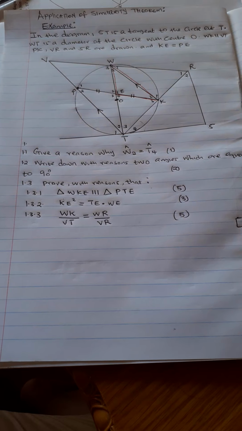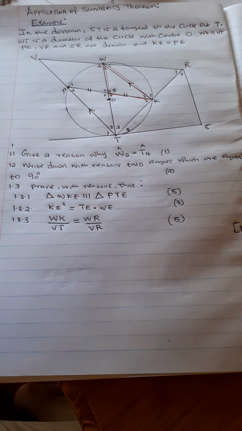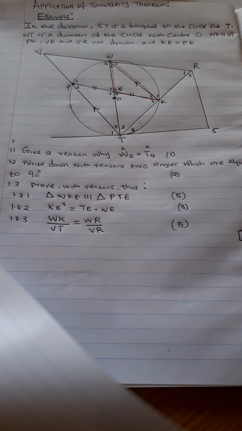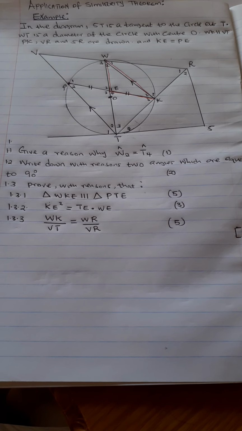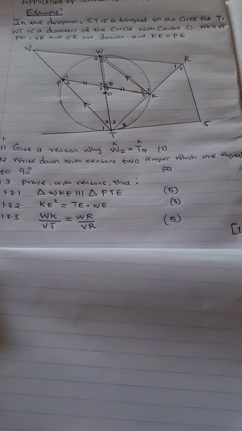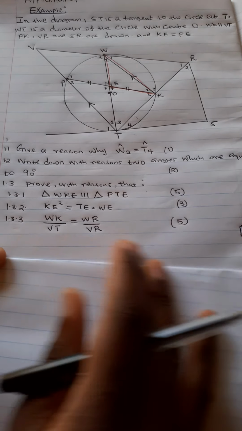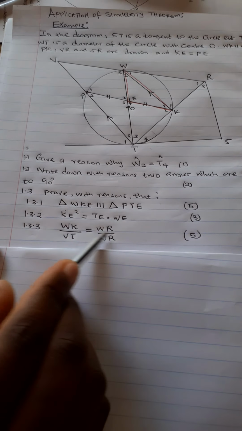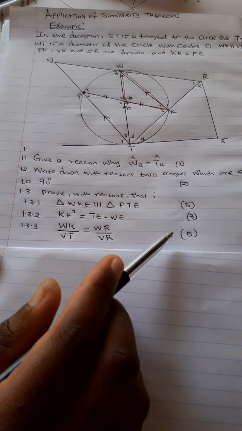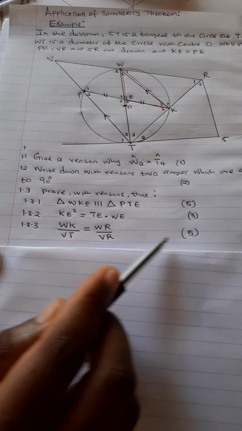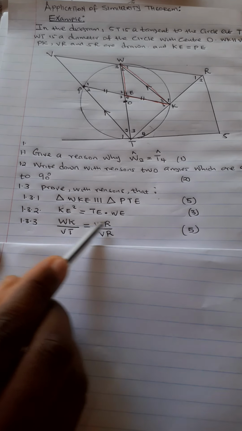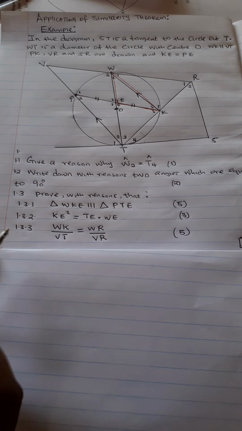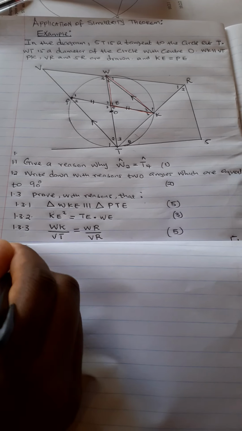So let's go to the last question. This is the last question. This is so challenging and it's a very good question. We want to prove a proportion. So before you attack this question, you look at the marks. These marks show you that you have to first get two triangles that are similar. Then you show that their corresponding sides are in proportion.